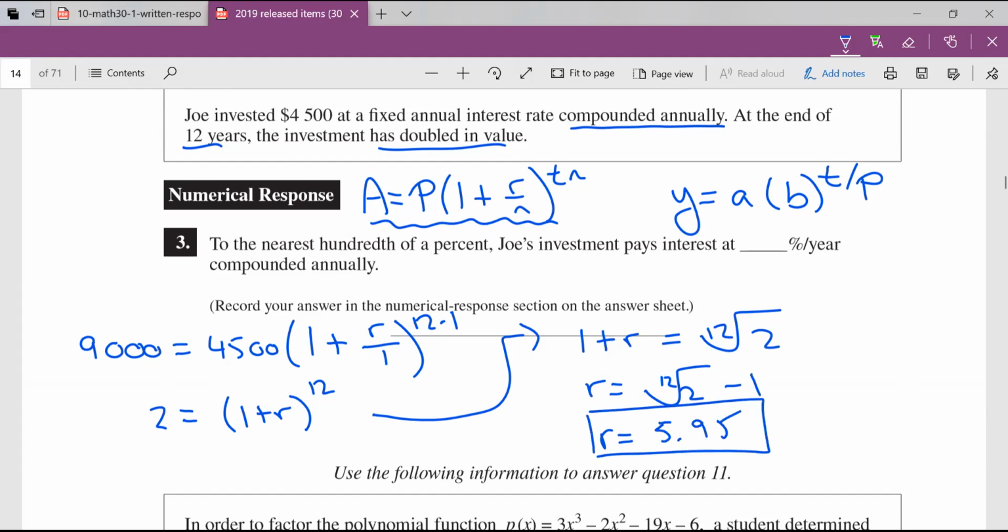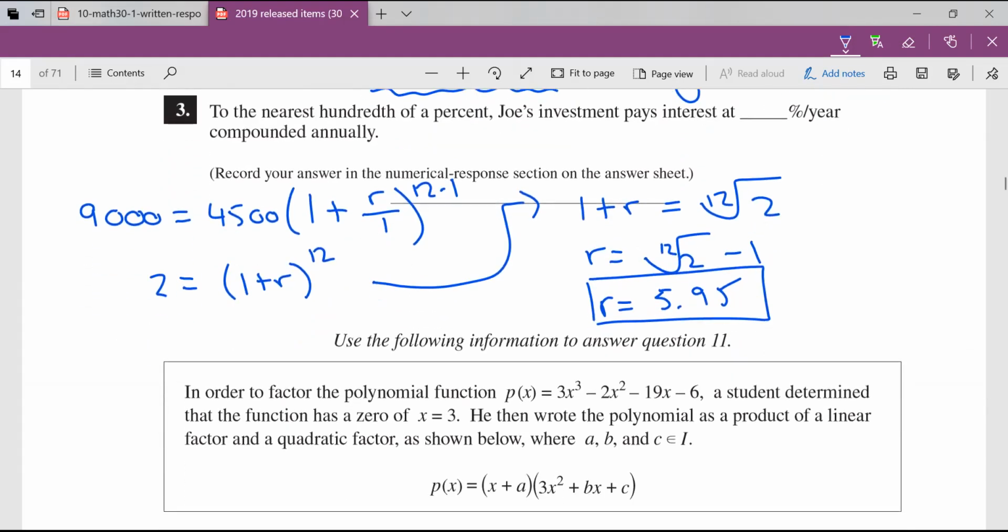There it is, friends. Okay. Again, if you're going to use that compound interest formula, which is super powerful, you should know it, but you just have to have it memorized. It will not be given to you.